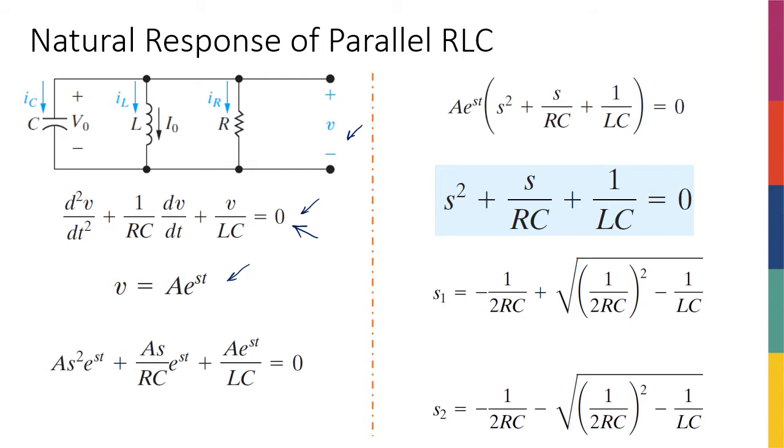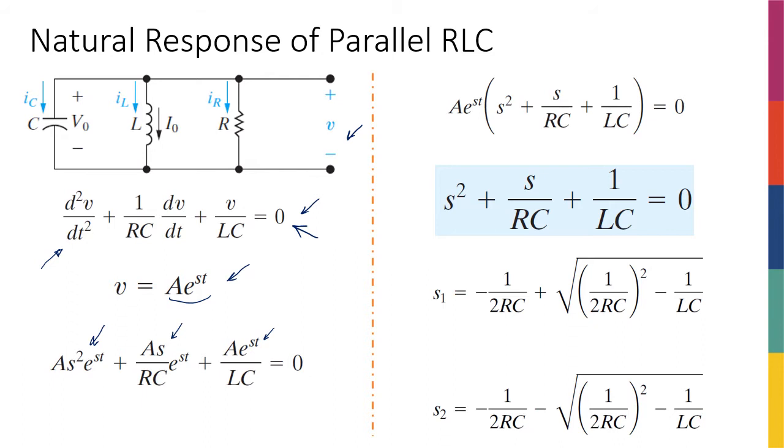Now, to find that out, I'm just going to plug this A e to the power of st into this differential equation, right? So for v divided by LC, I'm going to get A e to the power of st divided by LC. Here I'm going to have the derivative and the second derivative, right?